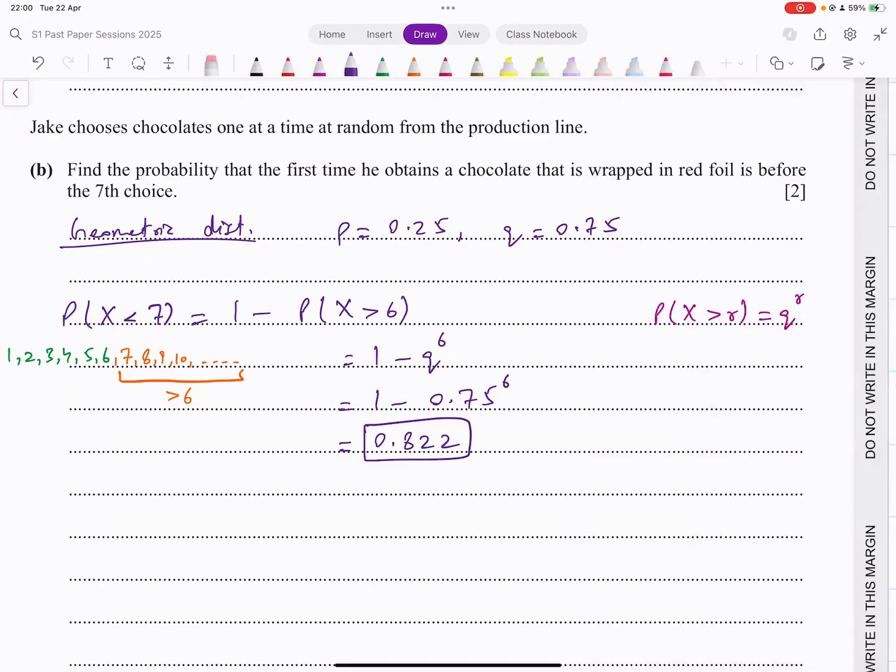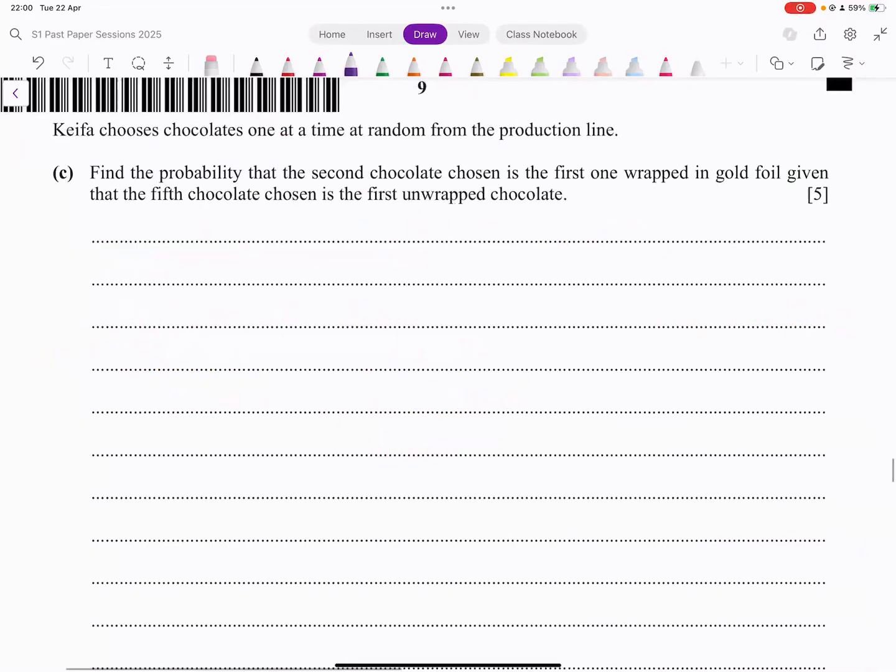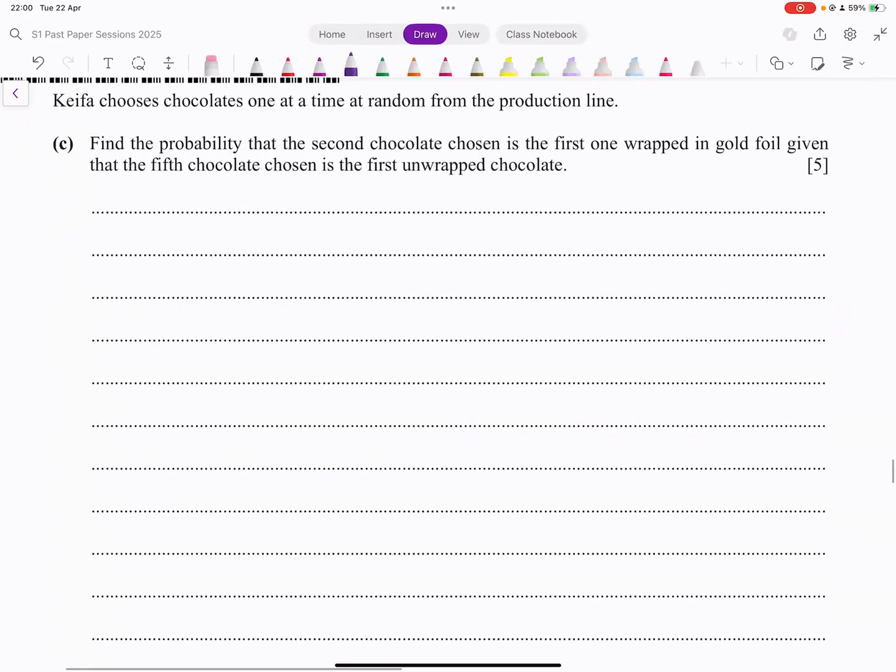Is that all right? Simple geometric distribution, use of the inequality formula. Let's look at the next one now.